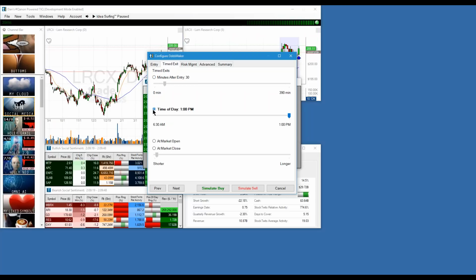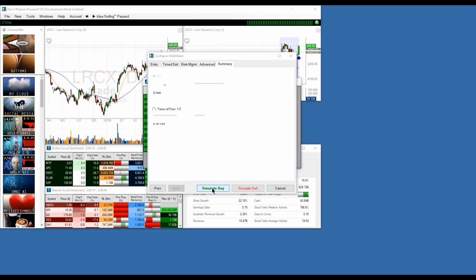You can say end of day, like an all-day hold. Or if you want to, you can try even a swing. You can say at the close, let's say 5 days, tomorrow plus 5 days. So these are all things that you can do. So I'm going to see if this move is a good swing entry.